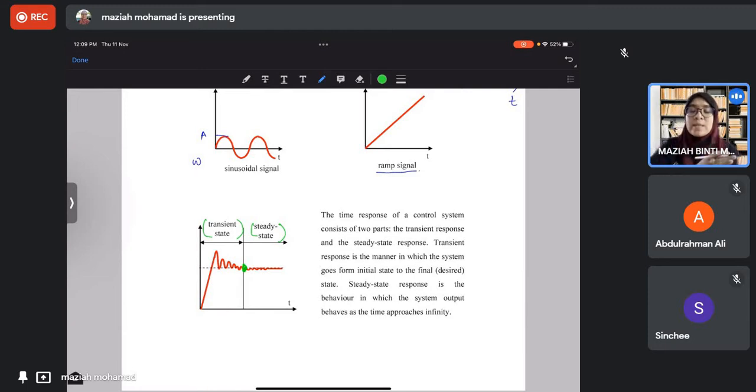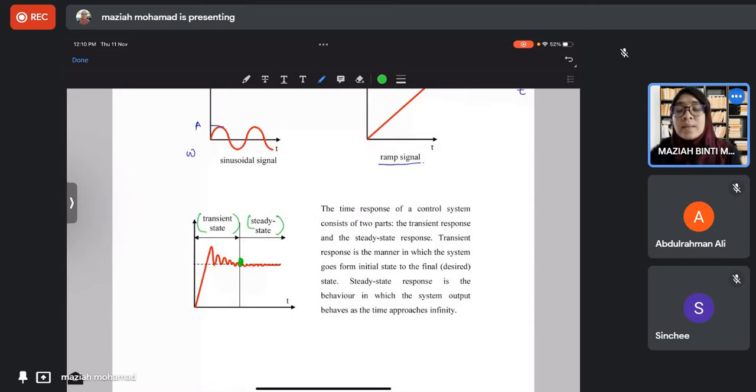Before that you can see that the response is dynamic, the response keeps changing. But after some time it will reach one stable value, meaning there are no more changes in the output. So when it reaches that state, we call it reaching steady state response. So before that we have a transient state, and after it reaches steady state, we call that the steady state response.